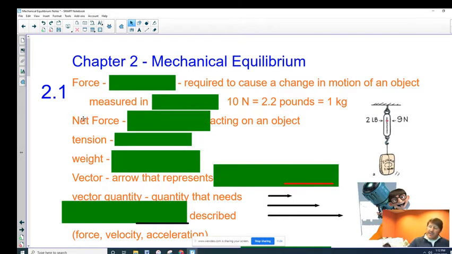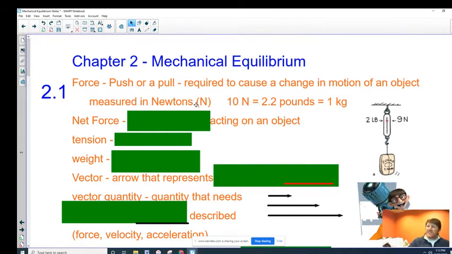So first off, we'll be talking about forces throughout the year, and it's pretty important to know what a force is. So a force simply defined is any push or pull. Okay, so any kind of a push or pull. And the other thing that's important here is it's required to cause a change in motion. So without a force, you cannot change the motion of an object. Okay, that is really important to understand. And then it is measured in newtons, okay, in honor of Sir Isaac Newton, who defined forces.